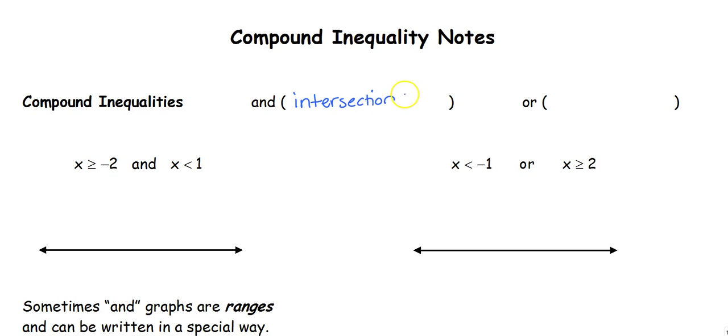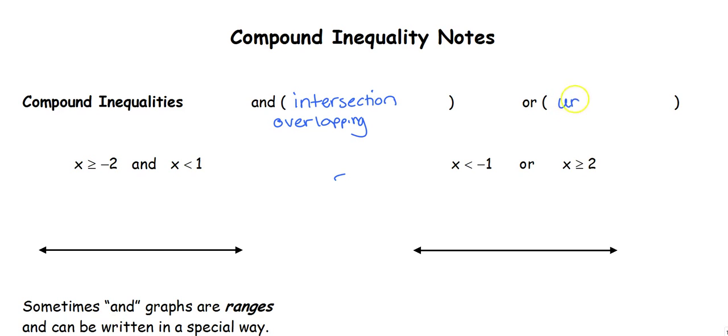When you have intersection graphs, you are looking for where the two graphs are overlapping. You want to know, what do they both have in common? If it's part of graph number 1 and graph number 2, then it's part of the graph solution. So the number has to be in both graphs in order for it to be a part of the solution. Your other word is or.